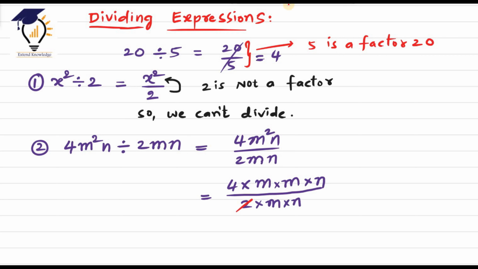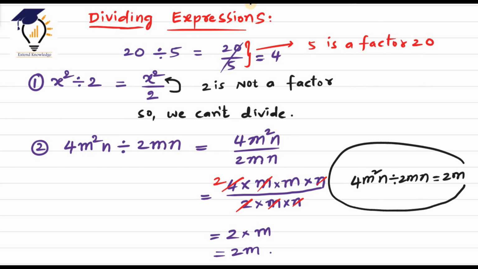Like 2 is a factor of 4, right? So 2 times 2, and m cancels out, and n is a factor of n. So nothing is remaining in the denominator. If you can see the numerator, 2 is remaining and then m is remaining. So 2 times m. So as we know, 2 times m is 2m, the answer. So what is the result if I divide 4m square n with 2mn? So I got 2m as the result. This is how we divide the expressions.